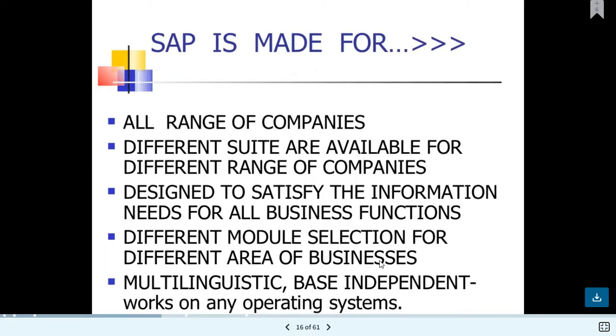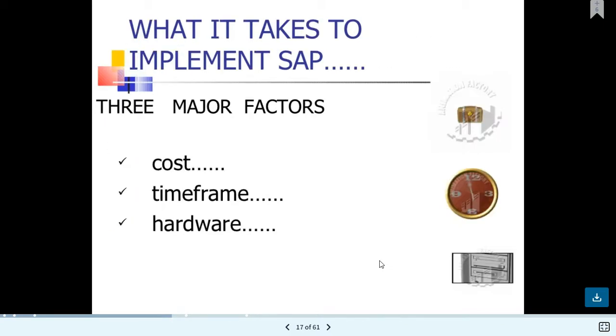SAP is made for a whole range of companies. Different suites are available for different ranges of companies, designed to satisfy the information needs of all business functions. Different module selections are available for different areas of business, and it is platform independent, working on any operating system. What does it take to implement SAP?